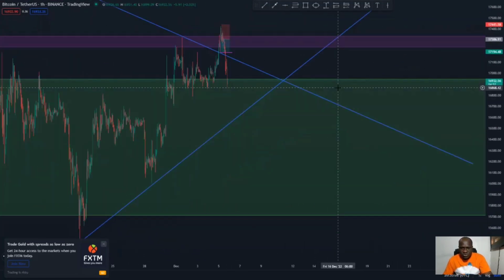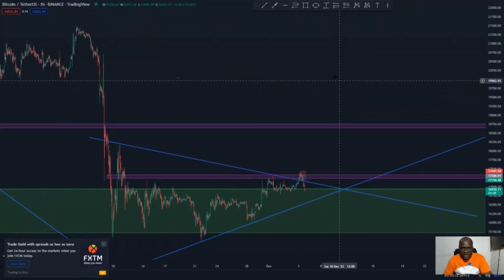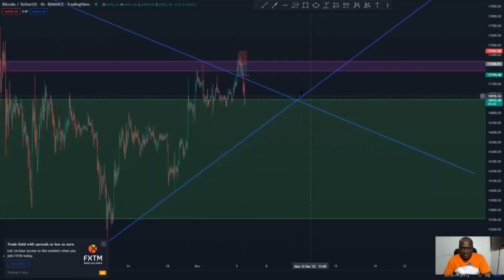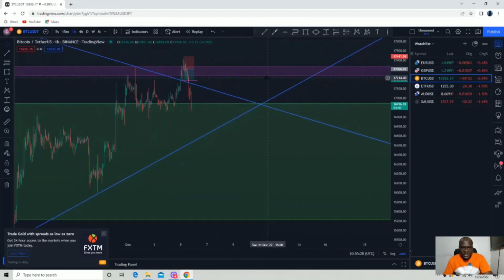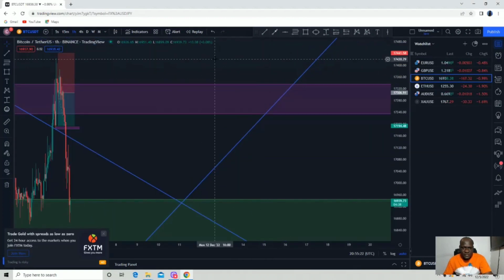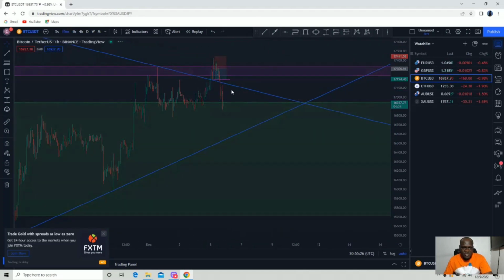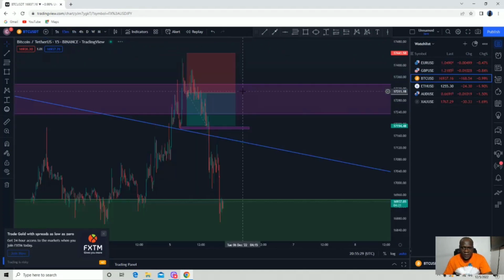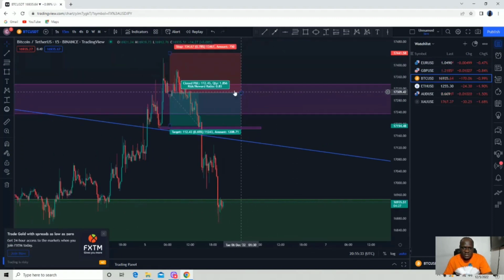And I also want to teach you how to place your trade on the lower time frame. So let's go to the lower time frame and see how I would have placed this trade when I saw it coming back down. This is the lower time frame, 15 minutes. Let's see how I would have placed this trade.